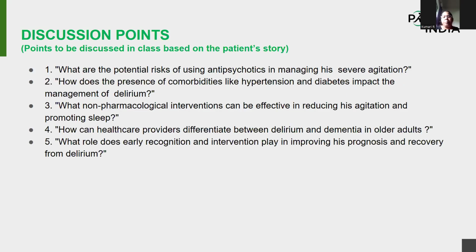Discussion points. What are the potential risks of using antipsychotics in managing his severe agitation? How does the presence of comorbidities like hypertension and diabetes impact the management of delirium? What non-pharmacological interventions can be effective in reducing his agitation and promoting sleep? How can healthcare providers differentiate between delirium and dementia in older adults? What role does early recognition and intervention play in improving his prognosis and recovery from delirium? Thank you, ma'am.